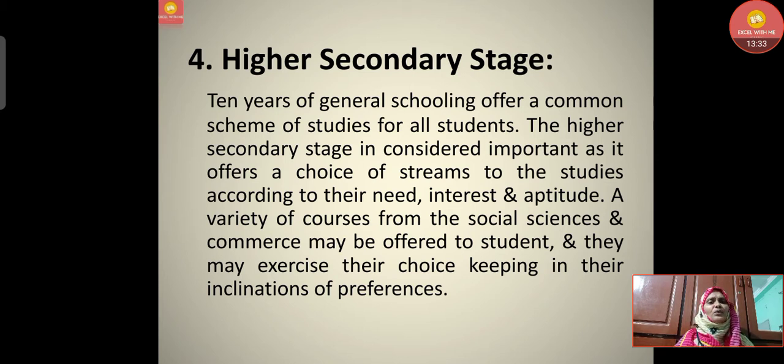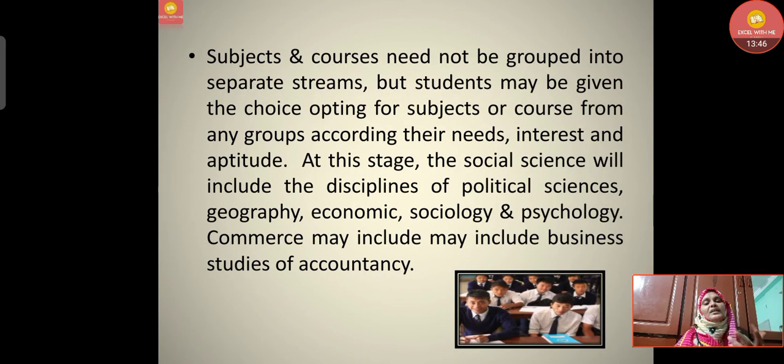A variety of courses from the social sciences and commerce may be offered to the students, and they may exercise their choice keeping in view their inclinations and preferences. So what is the preference? They can take those subjects. Subjects and courses need not be grouped into separate streams, but students may be given the choice of opting for subjects or courses from any groups according to their needs, interest and aptitude. So according to their interest, they can choose the subject.